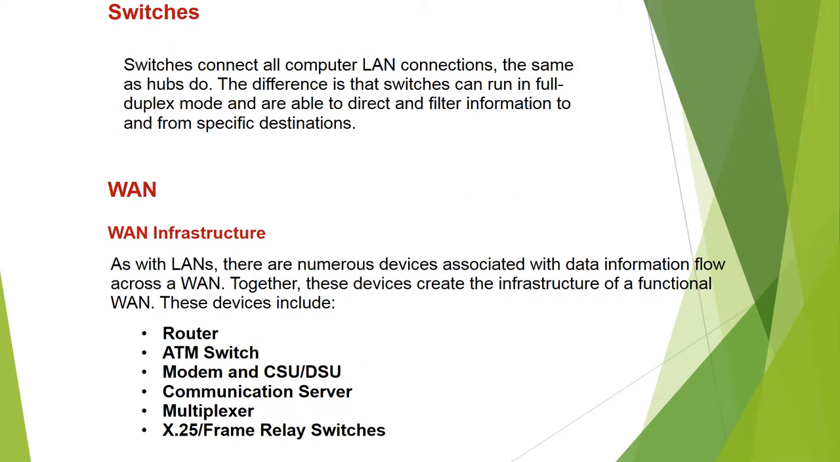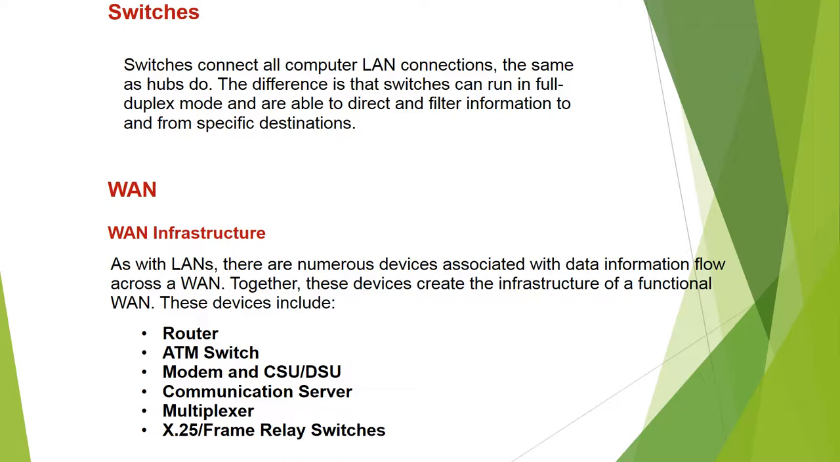Switches connect all computer LAN connections the same as hubs do. The difference is that switches can run in full duplex mode and are able to direct and filter information to and from specific destinations. As with a LAN, there are numerous devices associated with data information flow across a WAN.